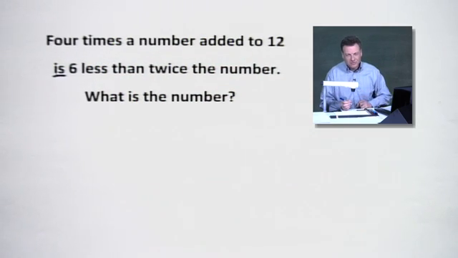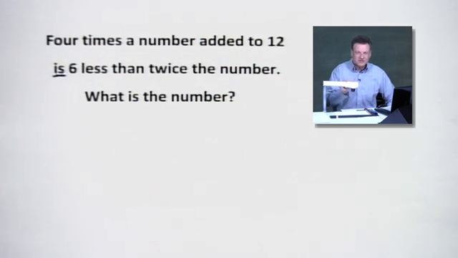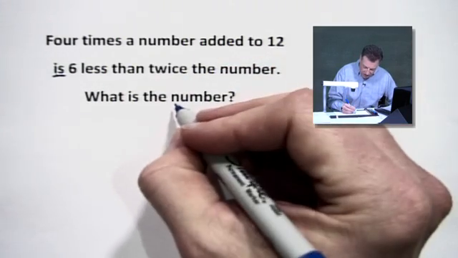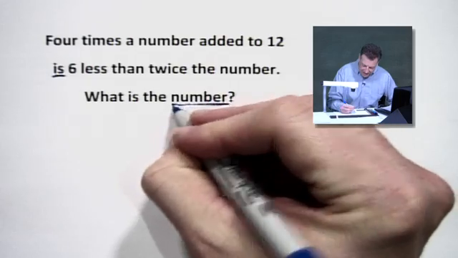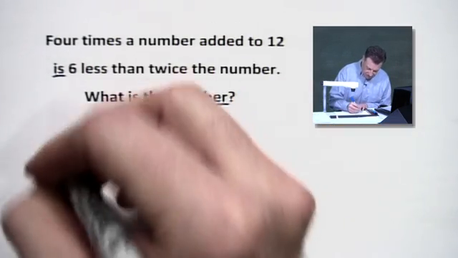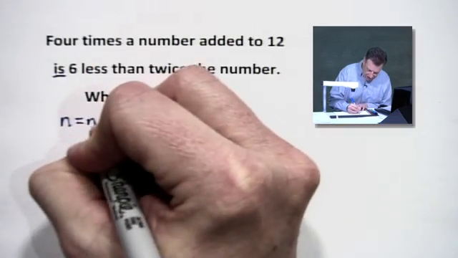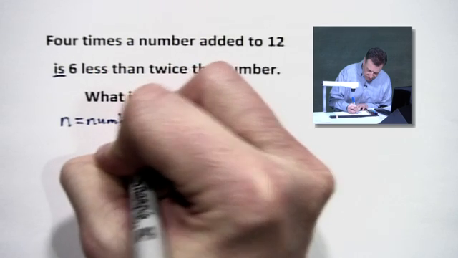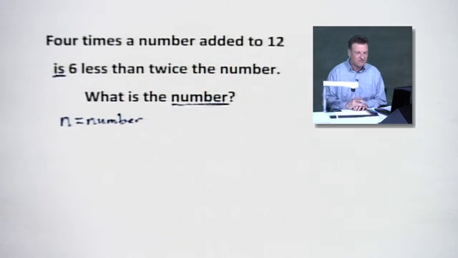And you know me, I want us to make sure that we have defined our variable. So in this case, we're looking for a number. We don't know what it is, but we're going to find it, all right? So we're going to let n represent our number. We want to always start off telling what we are looking for, all right? So that's our variable. It's going to be n.